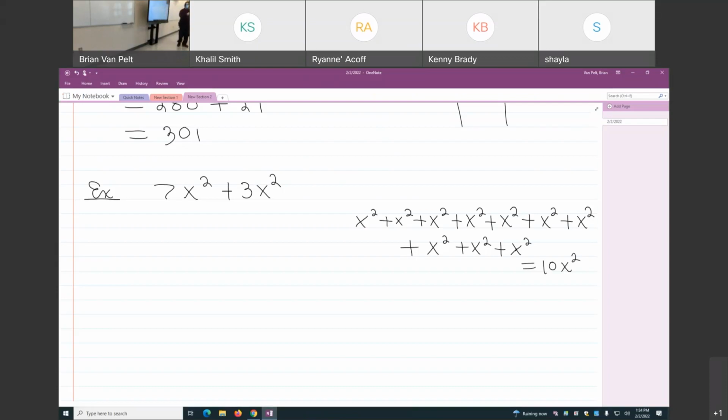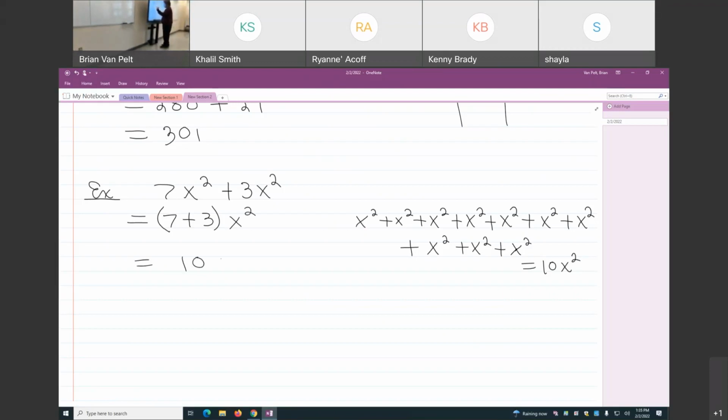Now, all you need to do is look at the numbers. What's 7 plus 3? I've got 7 of them plus 3 or more of them. It's this distributive property again. This time I factored out x squared. That's the like term. That's why it's called a like term. It's because you can distribute it. It's common to both parts. 7 plus 3 is 10.